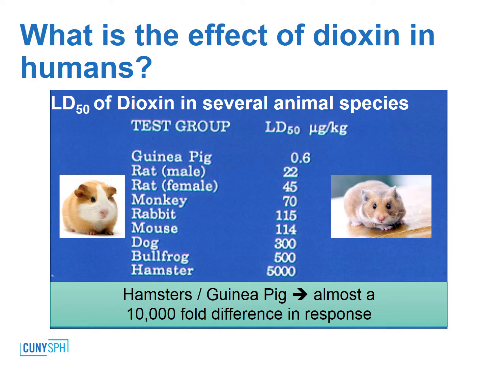So here's an example for you to think about. Here is the lethal dose 50 for dioxin in a number of different species. In which species is dioxin most toxic? Yes, the guinea pig, where the LD50 is only 0.6, where for a mouse it's 114 and for a monkey it's 70, even taking their weight into account.